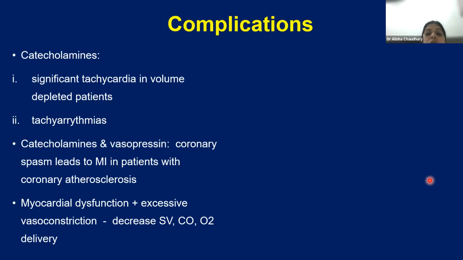And when you're using catecholamines and vasopressin together, if you remember, the catecholamines have a good alpha-1 action, and vasopressin, though it acts on V1, the rise in systemic vascular resistance was even more profound than with alpha-1. That leads to a higher afterload. An already compromised heart has to pump against such high afterload, and the patient can go into MI. So you need to be careful. When you have myocardial dysfunction with excessive vasoconstriction, the issue with catecholamines is that you can have decreased stroke volume, cardiac output will reduce, and oxygen delivery will reduce.